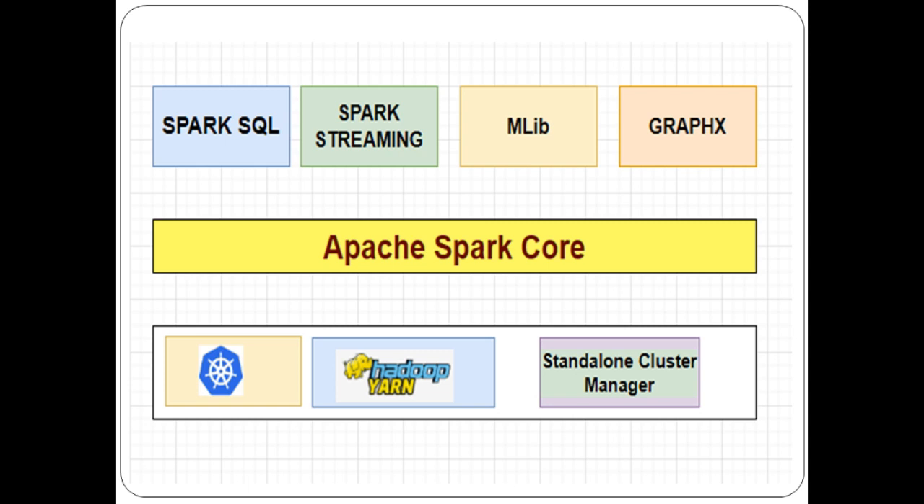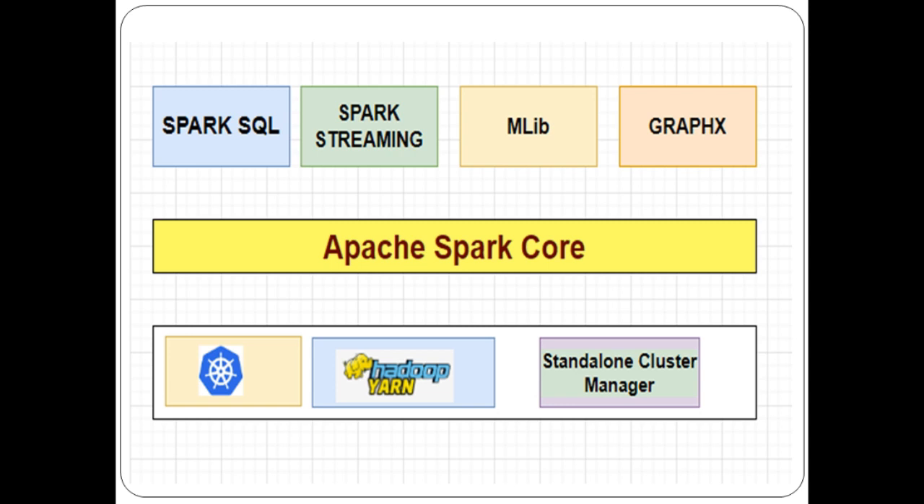If we see this diagram, the main processing engine is Spark core, that is RDD. On top of that, we have Spark SQL, Spark Streaming, machine learning libraries, and graphics. The layer below is the cluster manager. If you refer to our previous videos, in that architecture we discussed the cluster manager, right? We have many cluster managers. Important are four cluster managers.